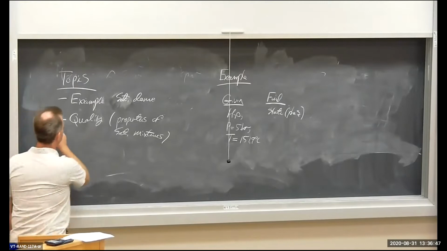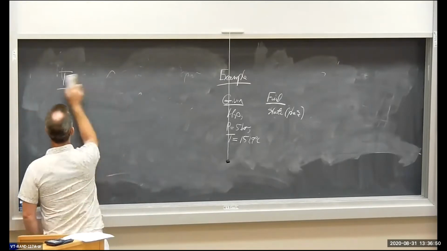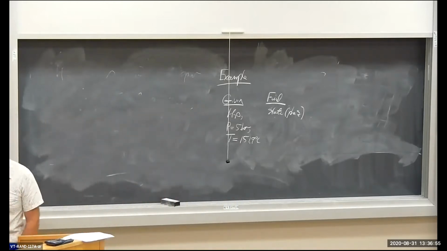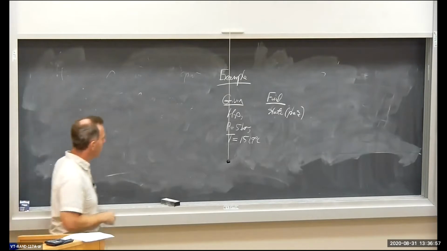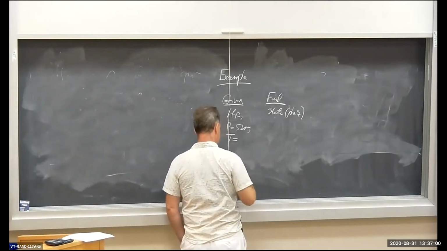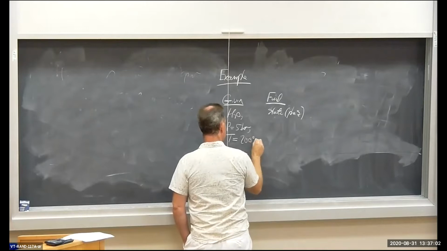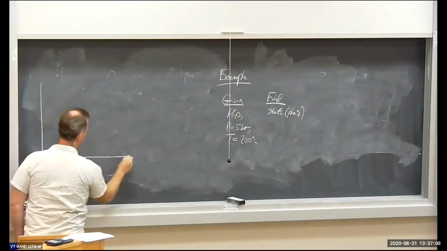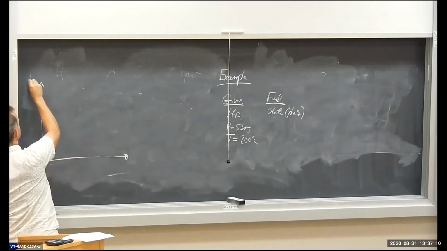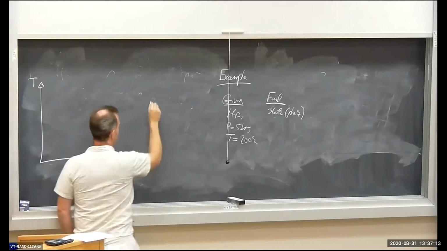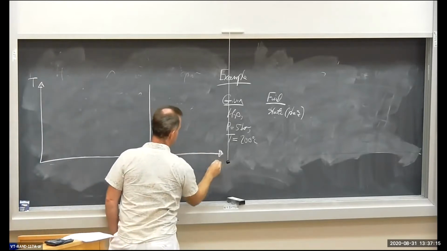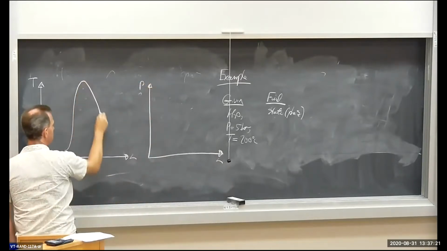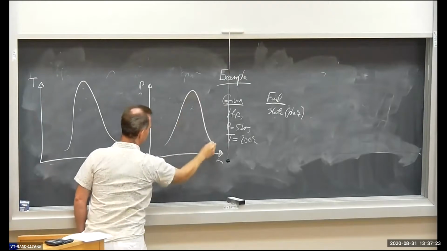Okay, let's do another problem. H2O. And instead of 5, tell you what, we're going to leave it at 5 bar, but we're going to crank up the temperature. 200 degrees C. Let's find the state. Here's our TV plot, and here is our PV plot. There's our dome.